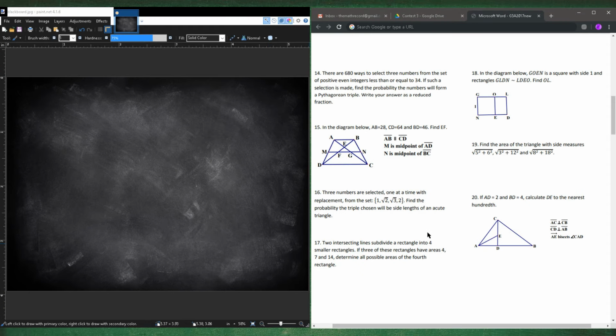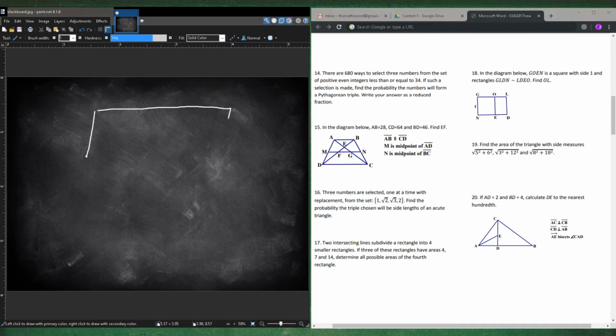Question 18. In the diagram below, GOEN is a square with side length 1, and rectangle GLDN is similar to LDEO. Find OL. Okay? So you kind of just make some kind of ratio.